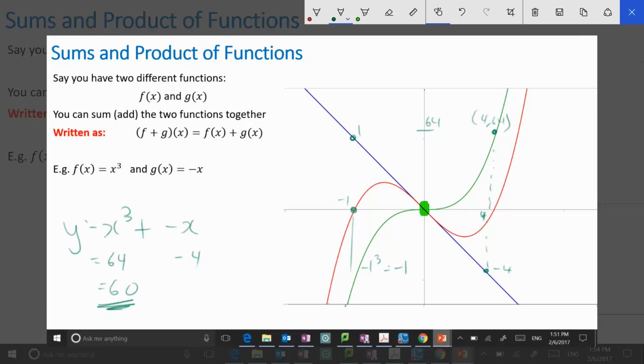But after that negative 1, think about it, if I chose negative 2, negative 2 cubed would give you negative 8. Now if you add those two numbers, negative 2 and negative 8, what are you going to get? You get a much more negative number. That's why it goes down.